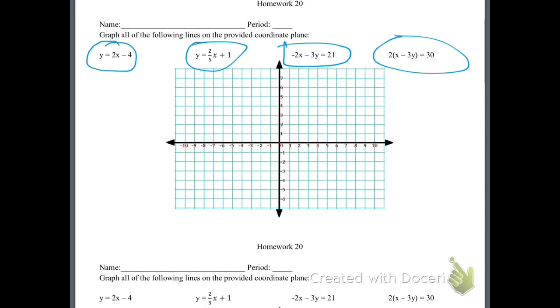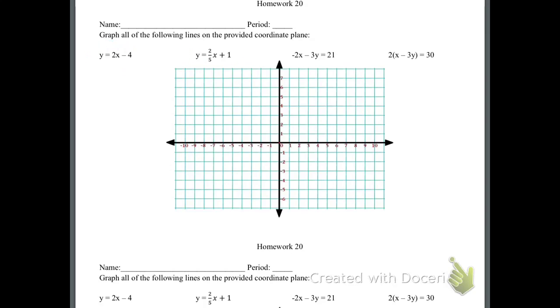Typically, that's what we want to do. There are other methods to graph, but we're going to stick with what we know for now, and we'll work on it later to graph it without having to be in the y equals mx plus b form. And so let's get these final two ready to graph.